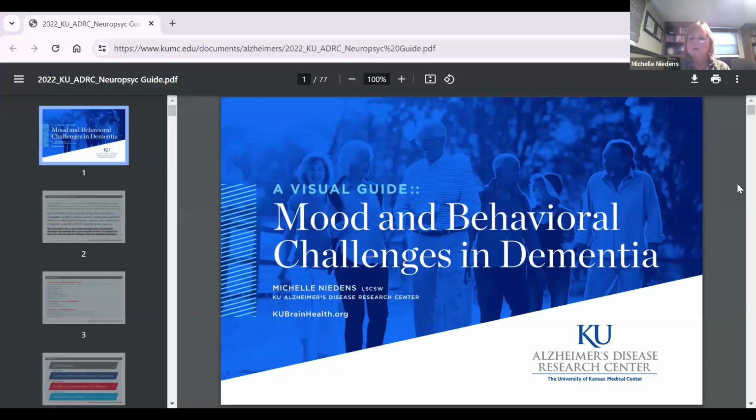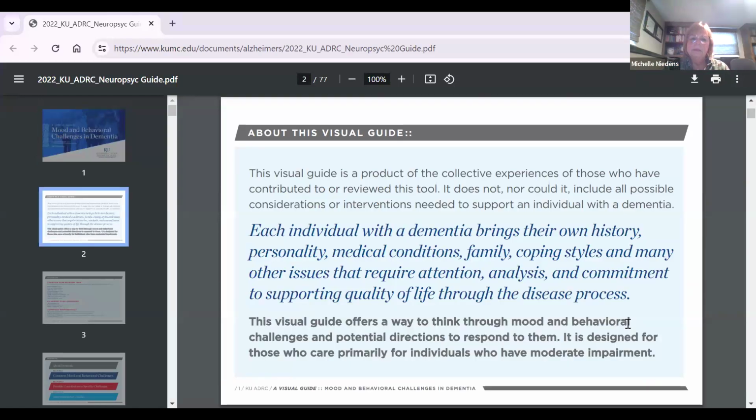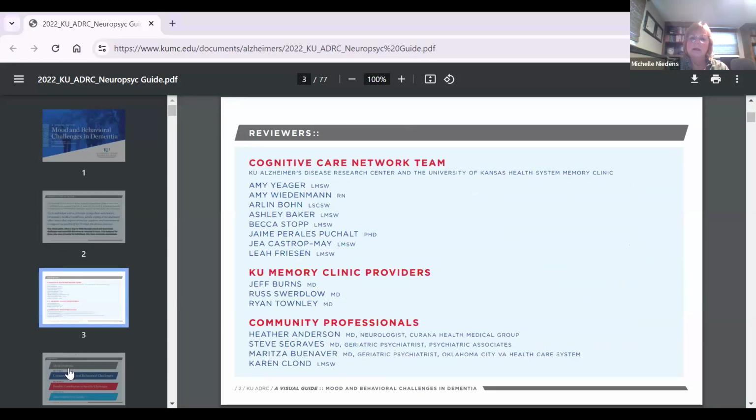Yep. So it looks like this. And we begin, let's look at page 2. Again, it addresses the fact that we're whole people all the time, and that it is about individually assessing and looking at these behavioral expressions. Then it goes into the sections. If we want to go to page 4.